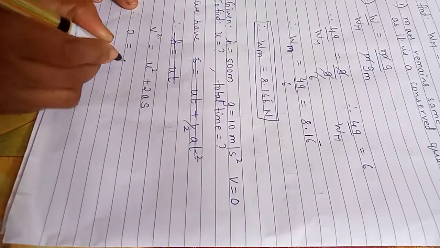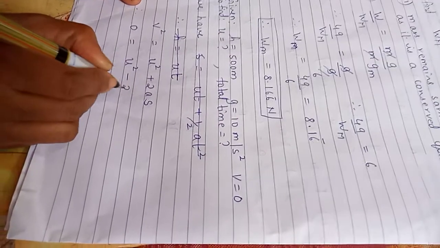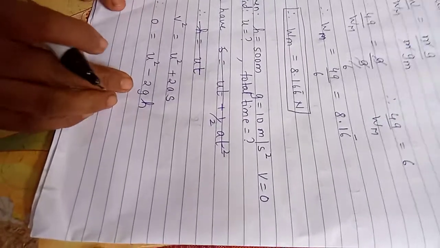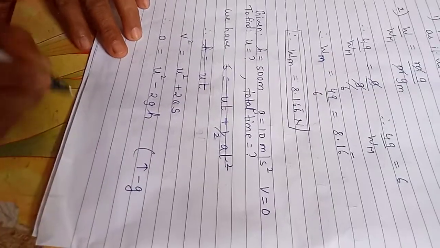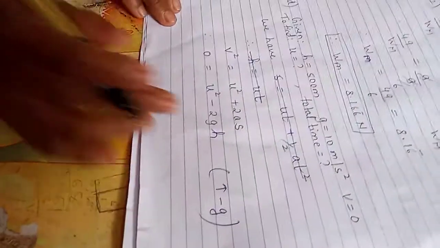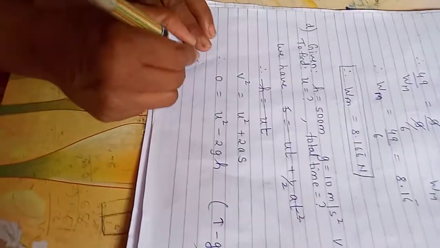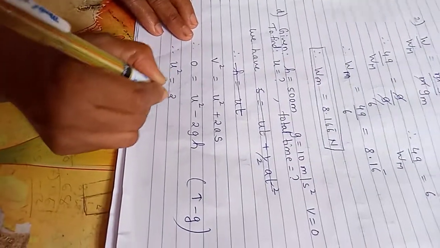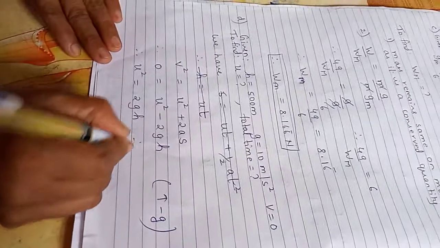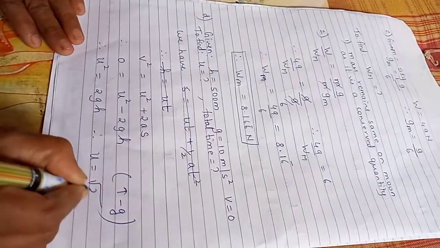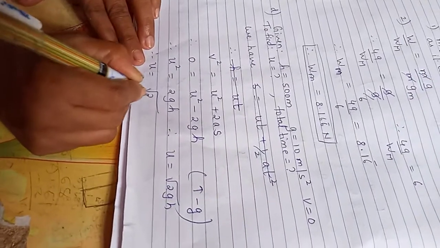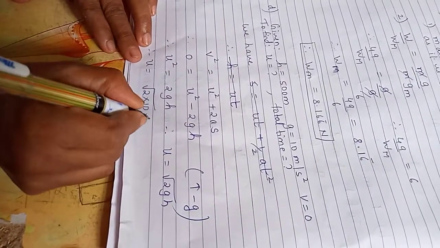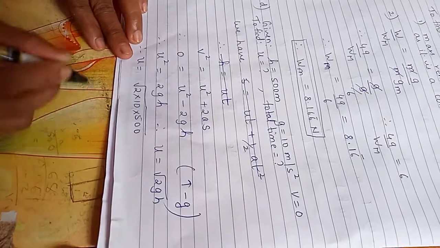V is 0, so 0 is equal to U square, which we don't know, minus 2GH. Because motion is in the vertically upward direction, acceleration due to gravity is always negative, and distance is height. Therefore, U square is equal to 2GH. Hence, U is under root 2GH. Substituting the values, U is equal to under root 2, G is 10, H is 500. How much is it?